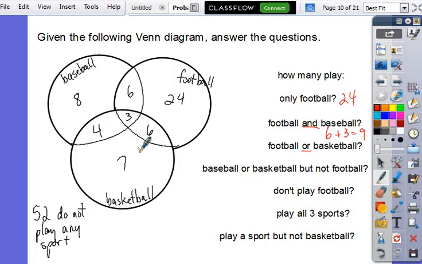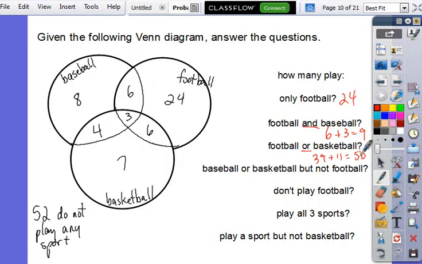Now, when it says football or basketball, that means if it's in either one of those circles, it works. So I'm going to add up everything that's in the football circle. Well, we already did the football. That was 39, right? So now I'm going to add to that the basketball part, which is down here. But I'm not going to include those 3 and 6 because I've already talked about them once. So 39 for the football and then 11 more down there. That would be 50.